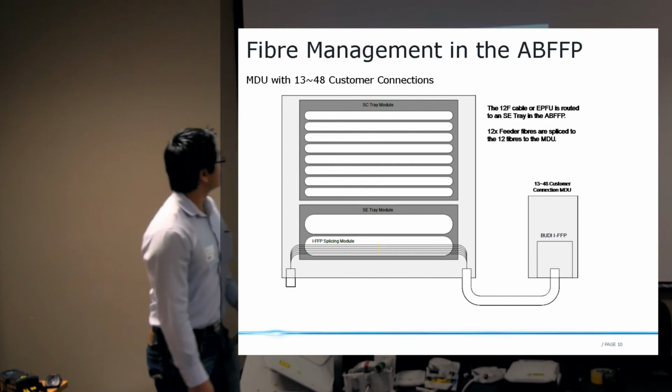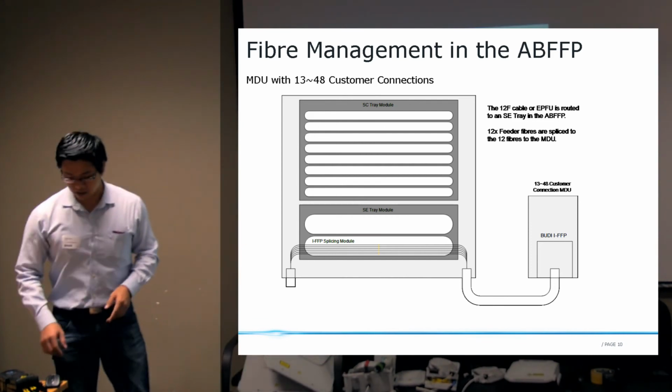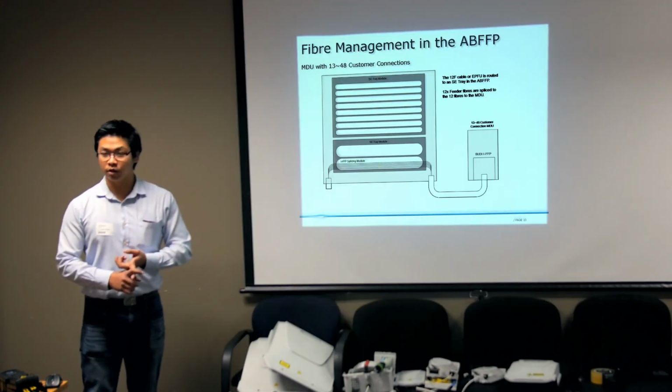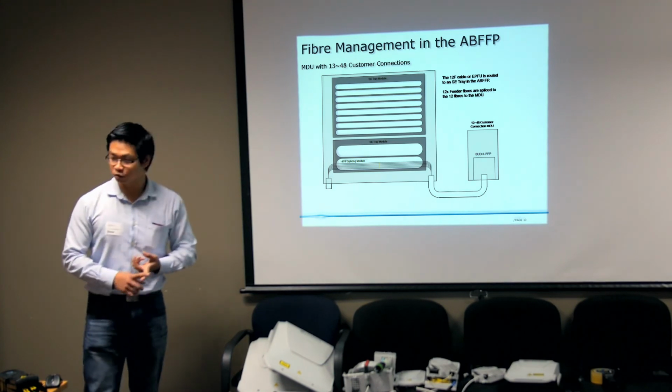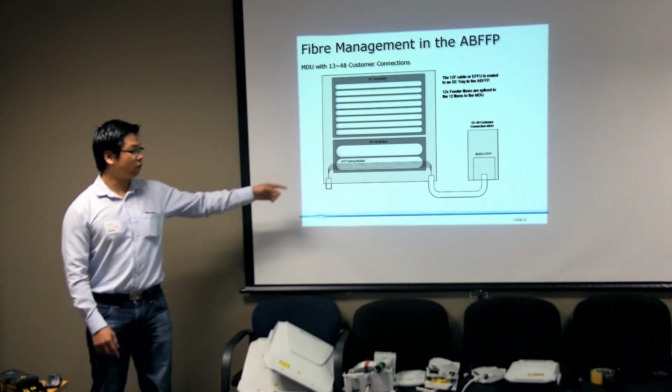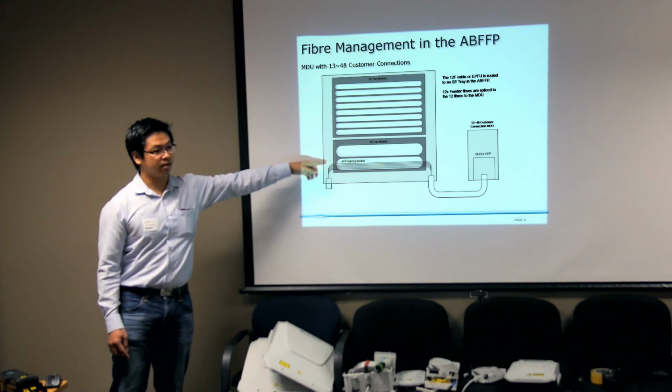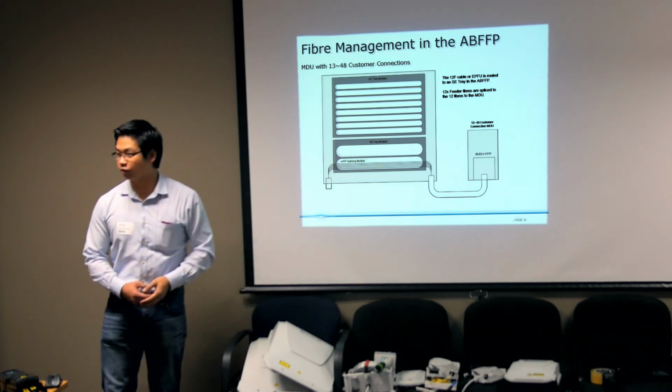Okay, so for a medium-sized MDU, if we are to install a 12 fiber cable or 12 fiber EPFU, we just lay all the fibers into an SE tray and splice all 12 fibers. It's quite straightforward.